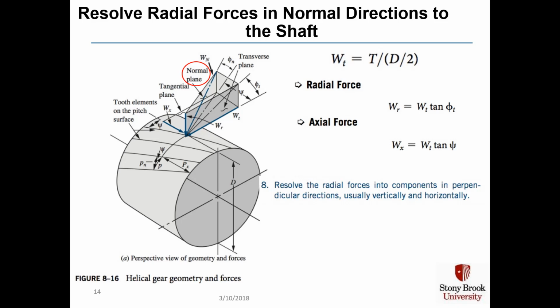And here's a quick review of helical gears. We have to resolve the radial forces in the normal directions to the shaft. So recall the radial force is the tangential force times tan phi sub t, and the axial force, W sub x, is the tangential force times the tangent of psi. And if you look there on the left, you can see our different angles. We have phi sub n, phi sub t, and we have the Greek letter psi.